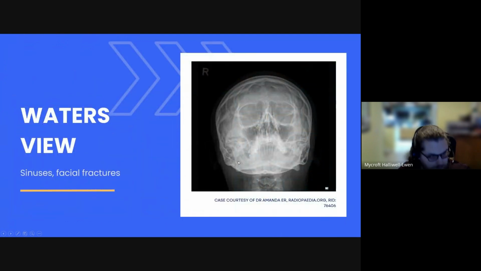So we can do it the other way. We can angle in the other direction, and again this gives us a completely different view. There's no way we're seeing occipital bone through here, but we get a much better view of the maxillary sinuses, of the orbits themselves, and of any potential facial fractures. We'll go through some cases, but it's just to show that these slightly different views give us different views of different pathologies.